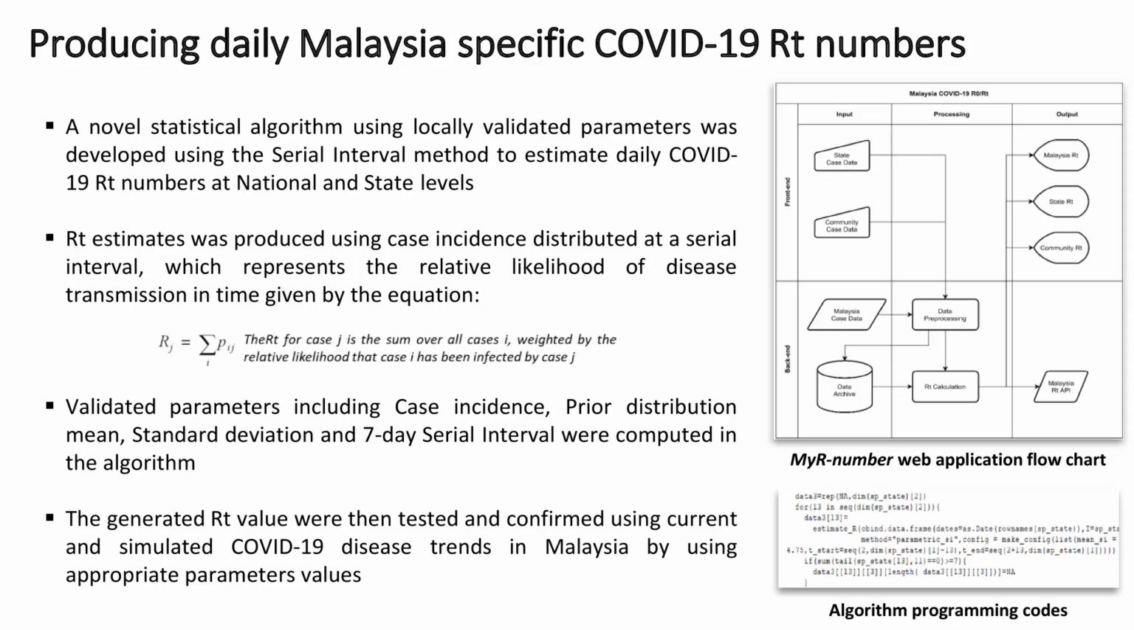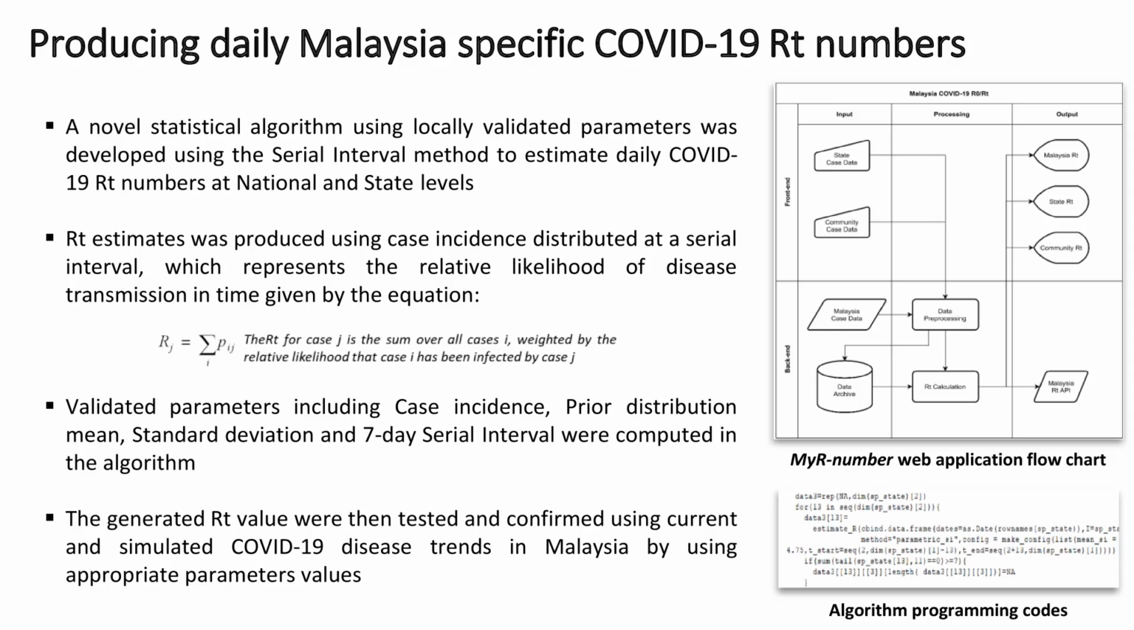The second step involved producing daily Malaysian-specific COVID-19 RT numbers. To do this, we developed a novel statistical algorithm using locally validated parameters, built using the serial interval method, to estimate these daily COVID-19 RT numbers at a national and state level. The RT estimates were produced using case incidence distributed at a serial interval, which represents the relative likelihood of disease transmission in time, given by the equation below.